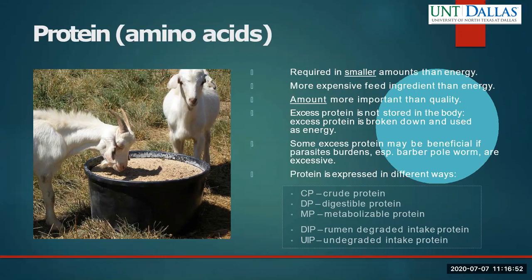The protein is expressed in different ways. We have the crude protein, we have digestible protein, we have metabolizable protein, we have the DIP, that's the rumen degraded intake protein. Also, we have the UIP, that's the undegraded intake protein. So these are the different kinds of protein, that means the protein which is expressed in different ways.